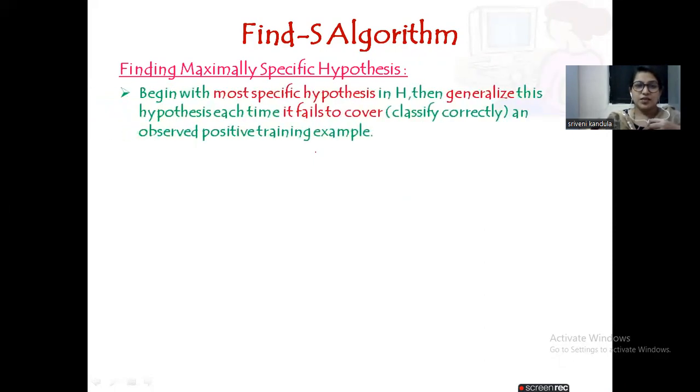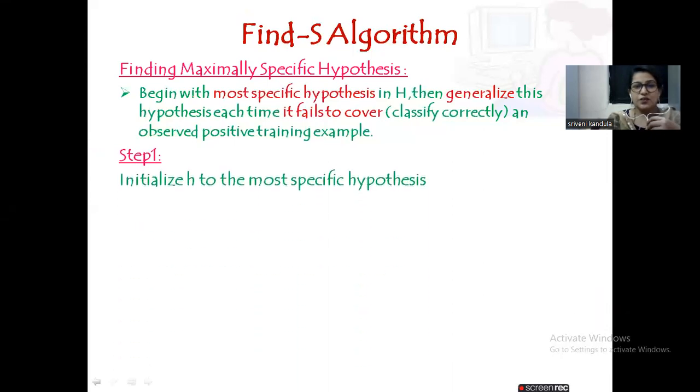So the algorithm proceeds like this. It will begin with the most specific hypothesis in the hypothesis space. Capital H stands for the hypothesis space. And then it generalizes this hypothesis each time it fails to cover an example. Whenever it is unable to classify correctly, we try to generalize that particular hypothesis. So we begin with the most specific hypothesis and go on generalizing as more and more examples fail to classify correctly. Let us do this with an example.